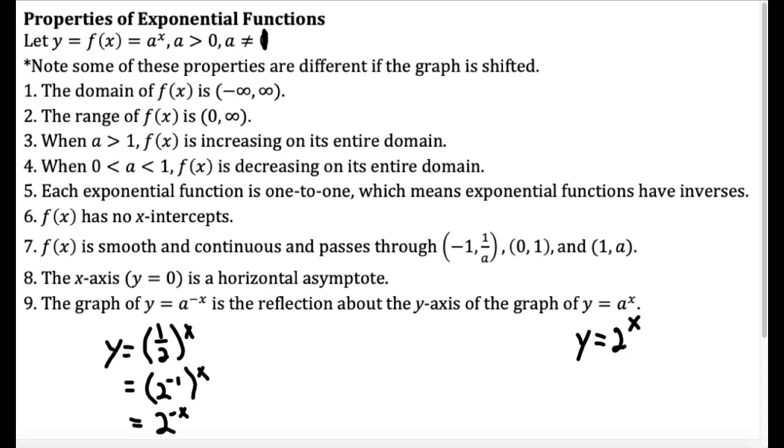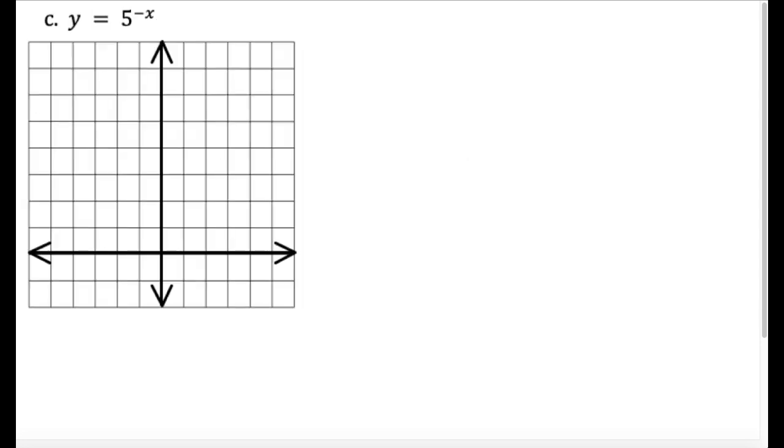So let's take a look at a few graphs here. For these, I think in the notes it says we can use Desmos to graph. But I'm just going to plug in a few values to get our picture. So 5 to the negative x, well, if I plug in 0, I know I'm going to get 1, so that's an easy place to start. Well, if I plug in 1, 5 to the negative first is going to be 1 over 5.